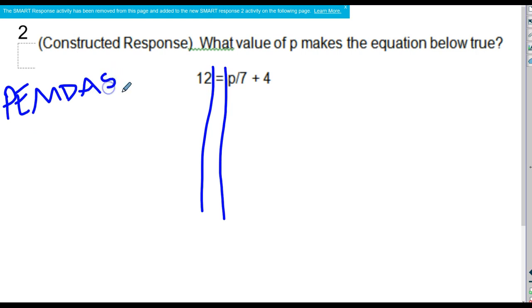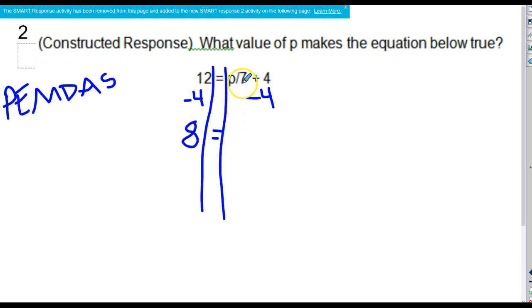I'm going to start at the end, and I have addition and subtraction to start with. To undo it, inverse operations, and here I have a plus 4. So I'm going to subtract 4 from both sides. So over here I have 12 minus 4. That leaves me with just 8. I'll keep my equal sign in the middle.